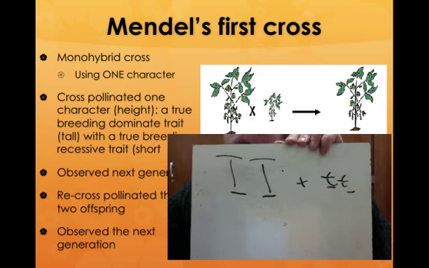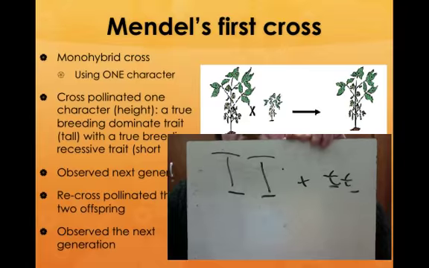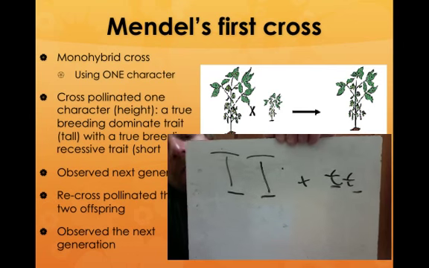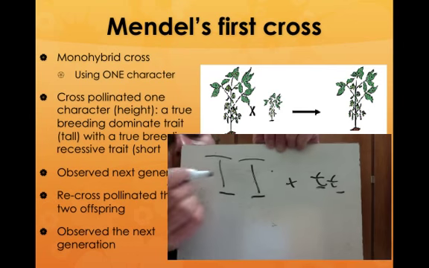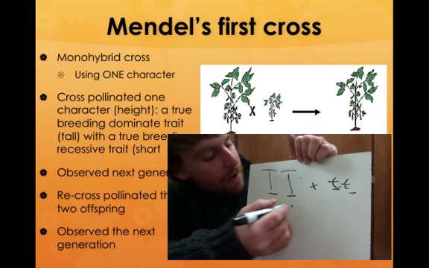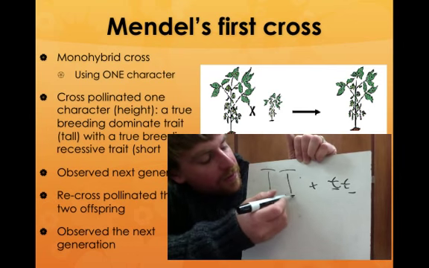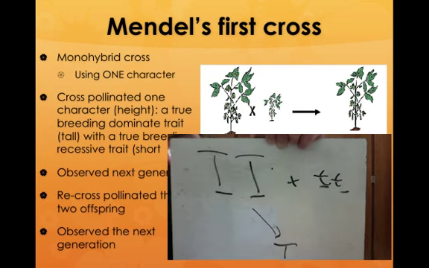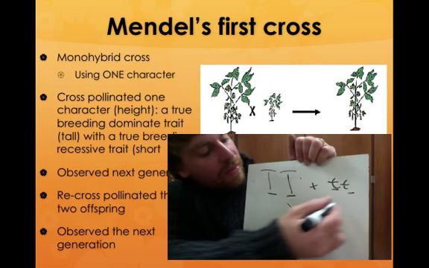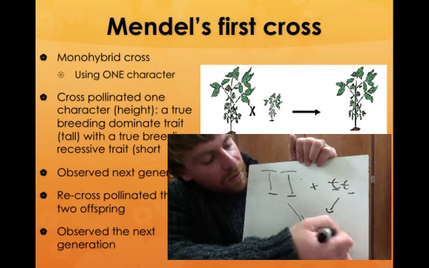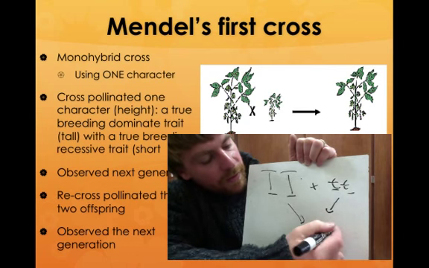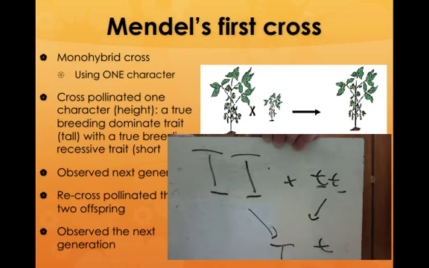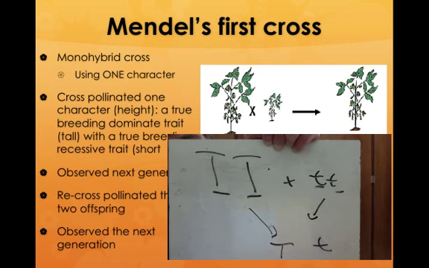Now we're just talking about one character here, not the hundreds and thousands that we have. We're talking about one. This is a monohybrid cross. So we have true breeding tall and true breeding short. You could imagine that this organism can only donate a big T because it's all there is to give. It has to donate one of them. And this organism can only donate a small t. So all the offspring are going to be heterozygous.